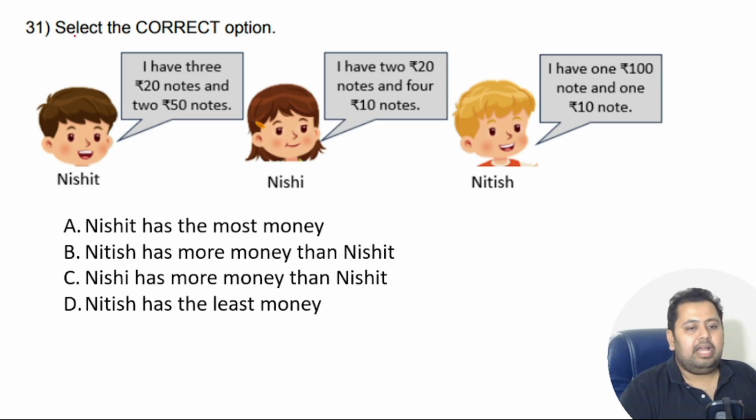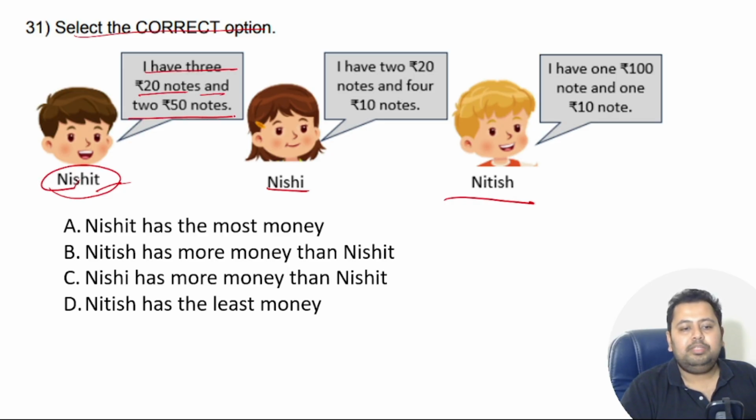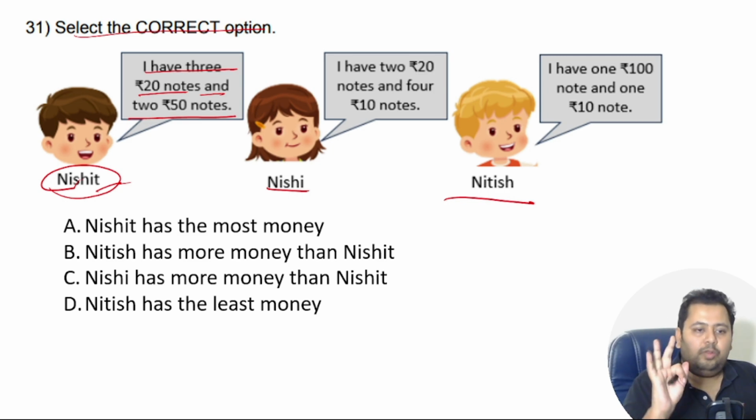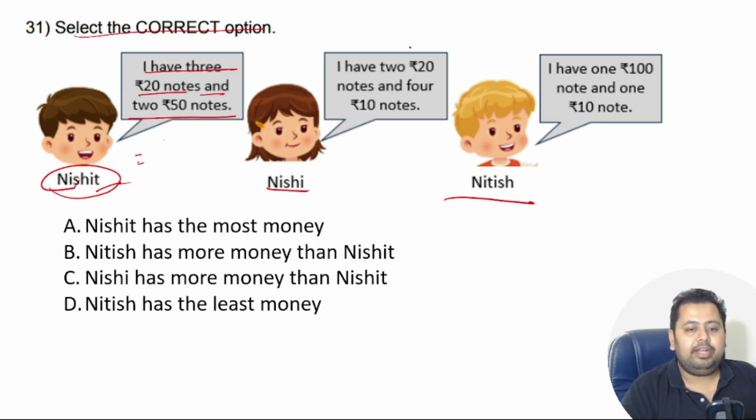Now select the correct option, right? So Nishit, Nishi and Nitish. Nishit here is saying, I have 3 rupees 20 notes and 2 rupees 50 notes. So Nishit here has 3 rupees 20 notes and 2 rupees 50 notes. So what is the total amount of money Nishit has is something you have to find out. Nishi says, I have 2 rupees 20 notes and 4 rupees 10 notes.